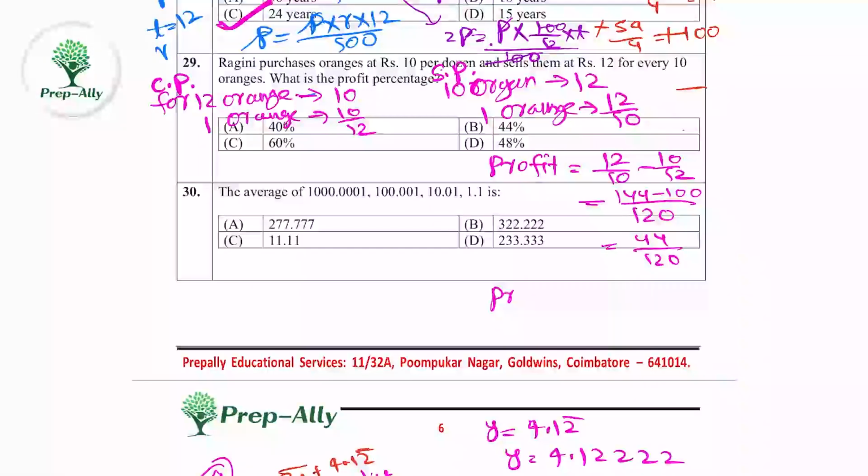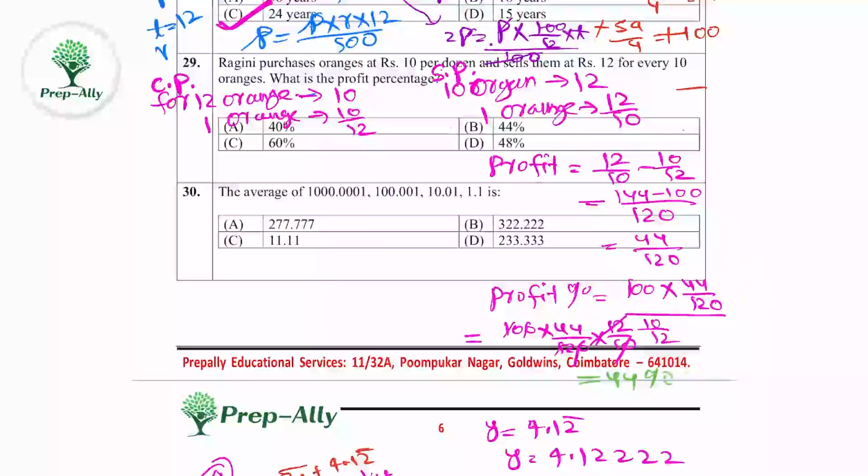So what is the profit percentage? 100 into profit divided by the cost price, which is 10 by 12. So here we can write 100 into 44 by 120 into 12 by 10. So this 0 and this 0 are cancelled out, and 12 and 12 are cancelled out. So here we are getting the answer as 44%. So the correct answer is option B. This is the correct answer for the given problem.